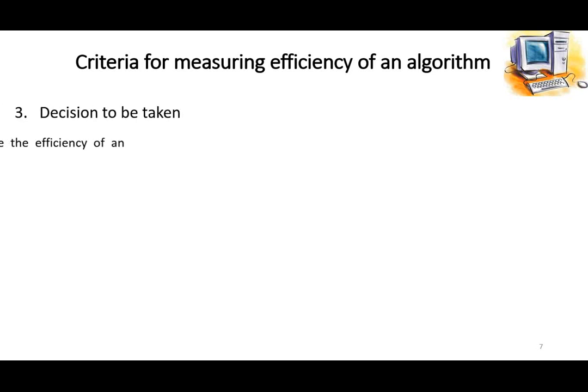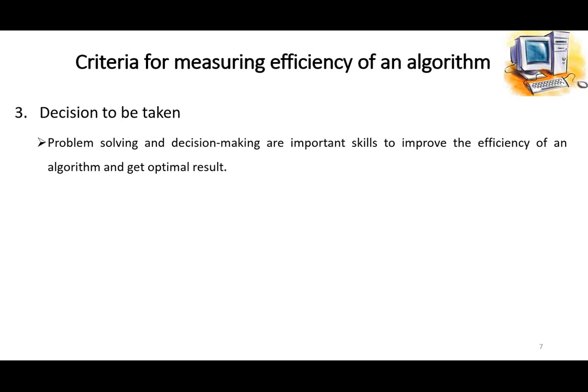Third one, decision to be taken. Problem solving and decision making are important skills to improve the efficiency of an algorithm and get optimal results. So while decision making or while evaluating the logical instructions or making logical decisions, the algorithm must be efficient with respect to making decisions.